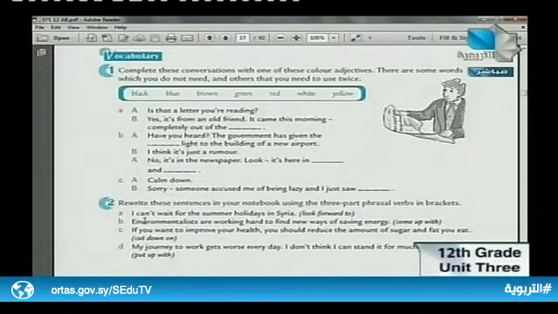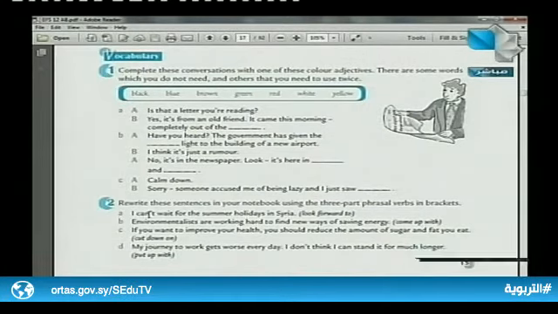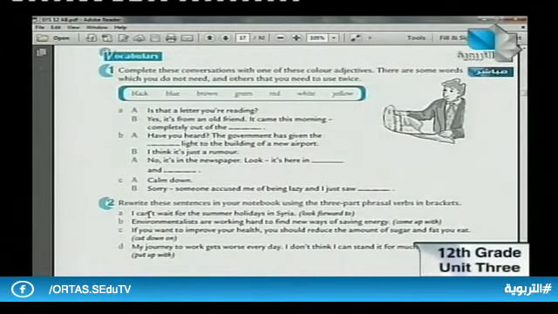Okay. Thank you. Exercise 2 now. Here we have to rewrite these sentences in your notebook. I mean, the student has to rewrite these sentences in his notebook using the 3-part phrasal verbs in brackets. Let's try to do it. Let's start with the first one, Miss Reem. I'm going to read the sentence and I want you to rewrite it or say it again.